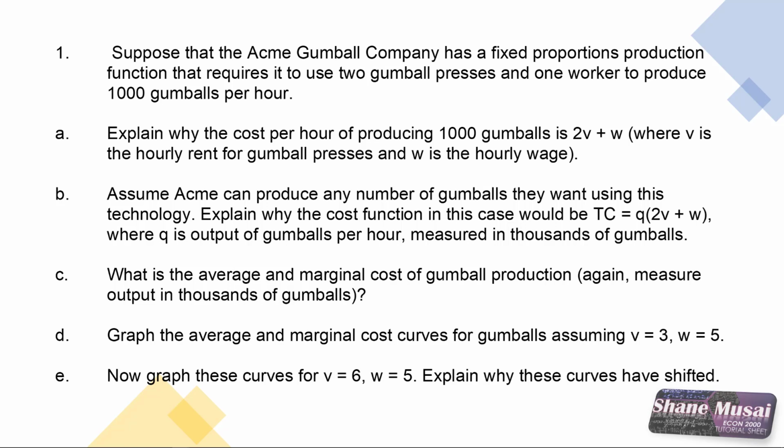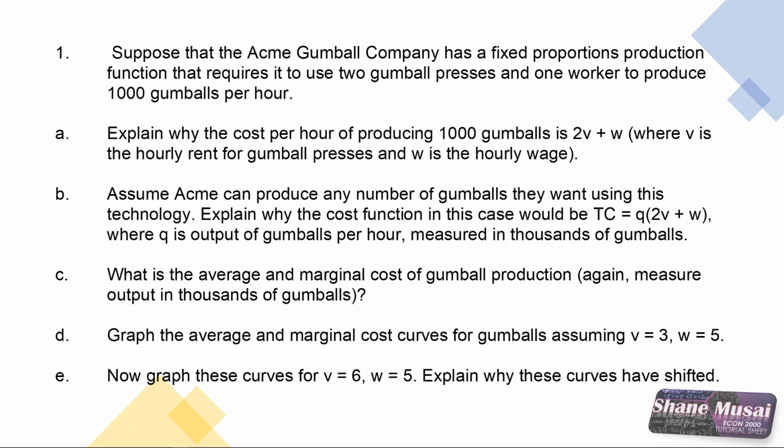Now part B says, assume Acme can produce any number of gumballs they want using this technology. Explain why the cost function in this case would be TC equals Q times (2V plus W), where Q is the output of gumballs per hour measured in thousands of gumballs. The answer is that added units of 1000 gumballs can be produced by just replicating the underlying technology Q times.